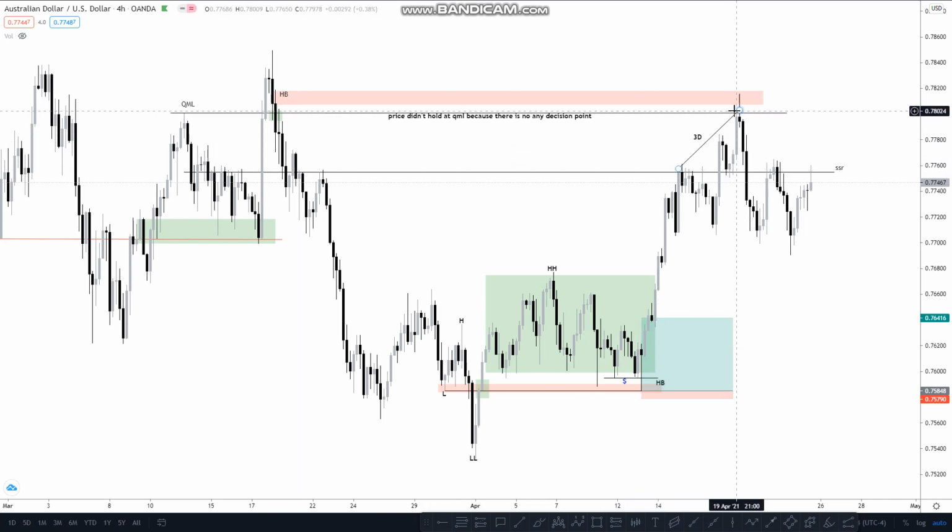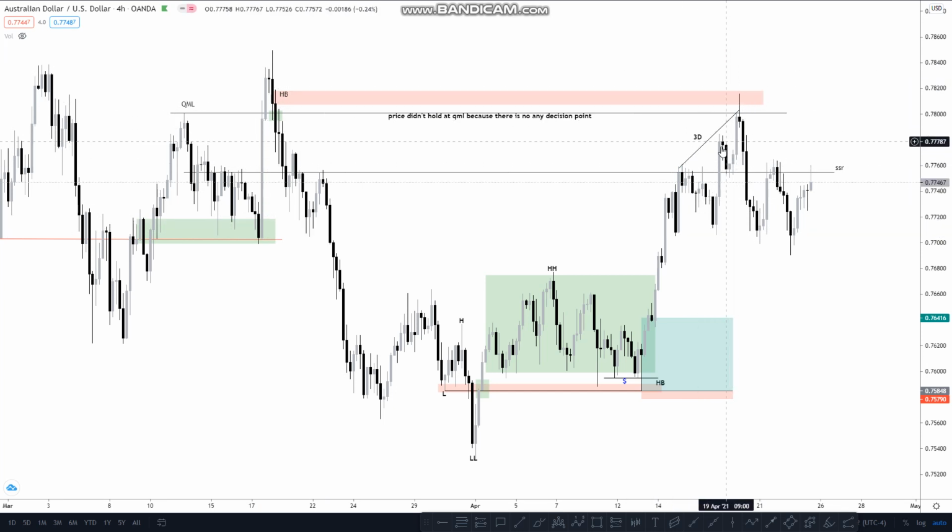Why didn't market sell here on this line? The reason is that price didn't hold here at the QML because there is no decision point. The decision point is the point of interest. No decision point here, so we go to the decision point, because the decision point is on top of our QML. Then from there, check the way market drops. And the PA that we got here is 3D. We have 1, 2, 3. You see the 3 touch there, then market drops.